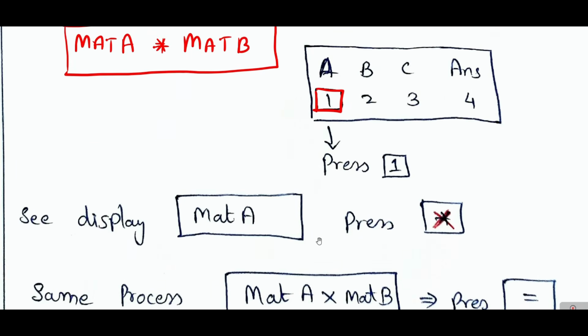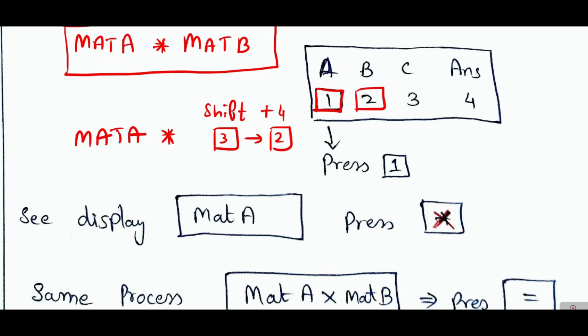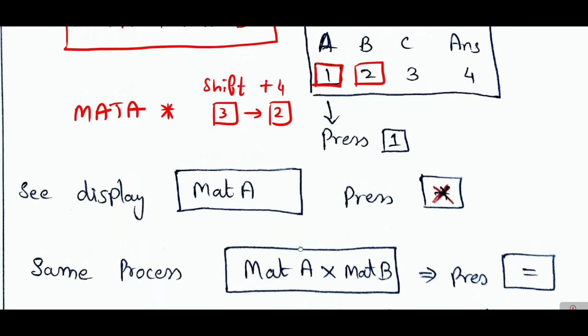Similarly, now what you have to do, after getting mat A is entered, press multiplication symbol, again repeat the process, shift plus 4 and then mat will come. Now choose the option mat 3 and then in this choose the option B. For B we are going to choose 2. So now what will happen? You can see in your calculator mat A into mat B like this. When you press equal to button, it will start showing the answer.